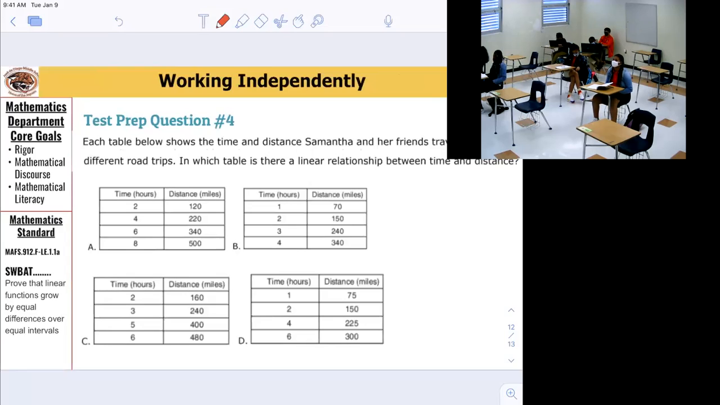All right, so this is a very similar problem. Go ahead and see which of those 4 is going to give me a linear relationship, a linear function. There's your poll. Answer it when you're ready. 4 minutes on the clock.